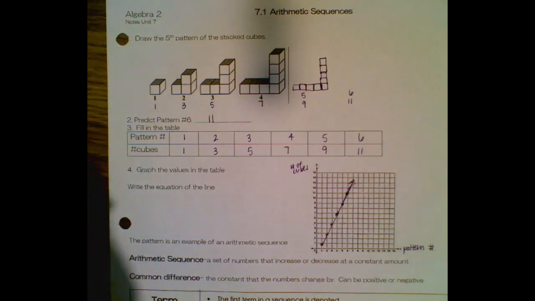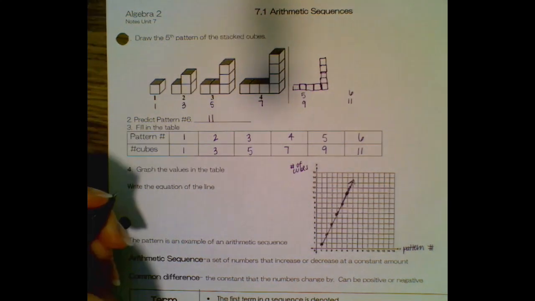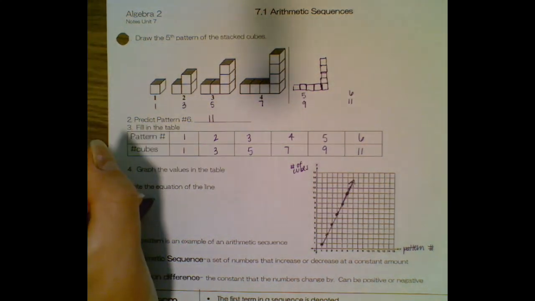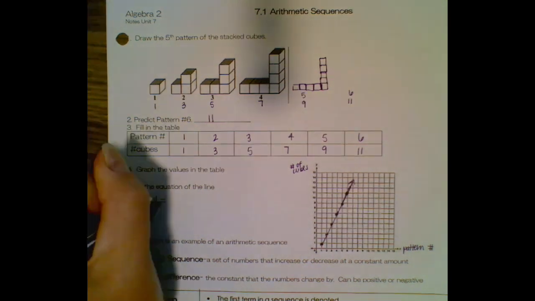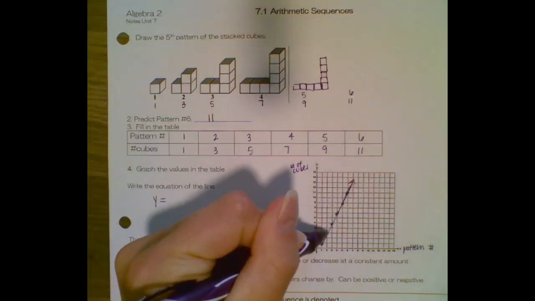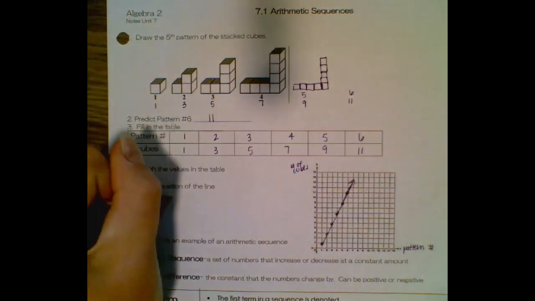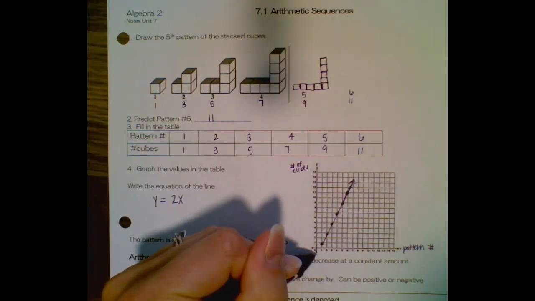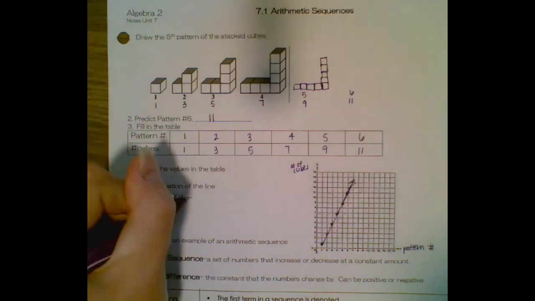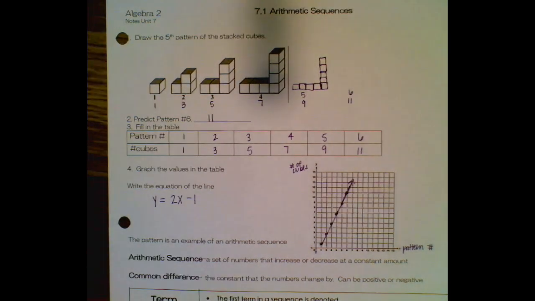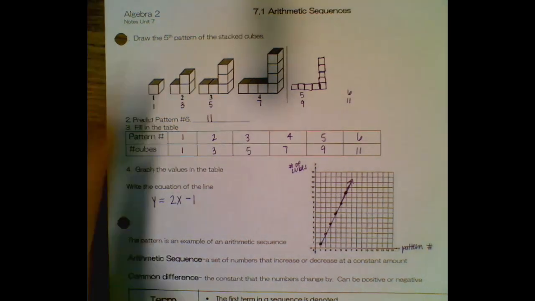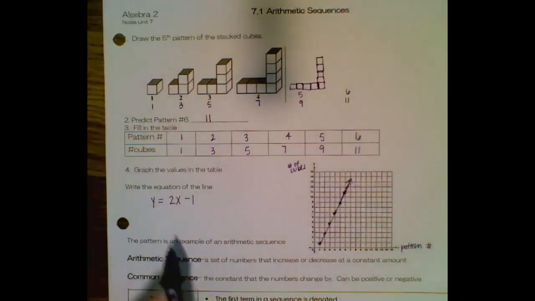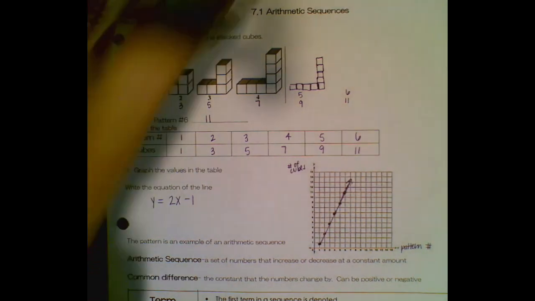It says write the equation of the line. All right. So this is a linear function. So y equals, my slope is up 2, right 1, up 2, right 1, up 2, right 1. So 2x. And then if I go down 2, left 1, that's going to get me at the y-intercept of -1. Okay, so that would be the equation, working backwards there. This pattern is an example of an arithmetic sequence.